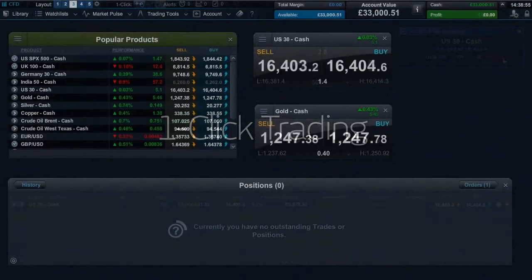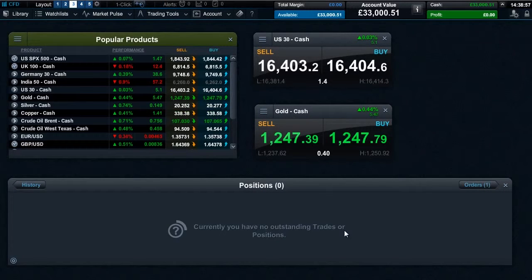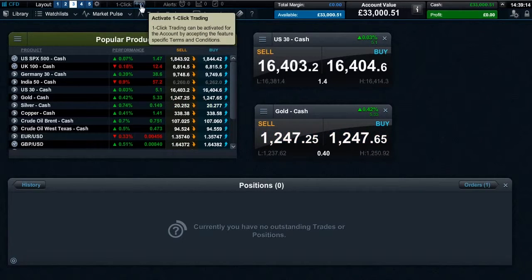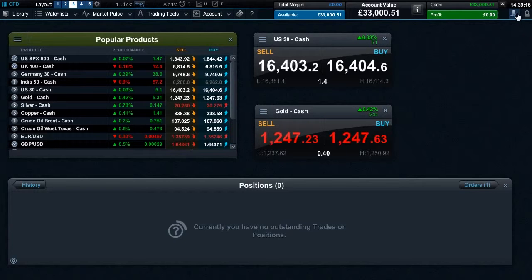The one-click trading feature allows you to open or close a trade with just one click. Once a trade size has been entered, clicking once on the buy or the sell price will send the order straight through for processing. You will not be asked to confirm the order, it will be placed immediately. You can activate one-click trading via this icon in the top navigation toolbar, or alternatively via the order settings.